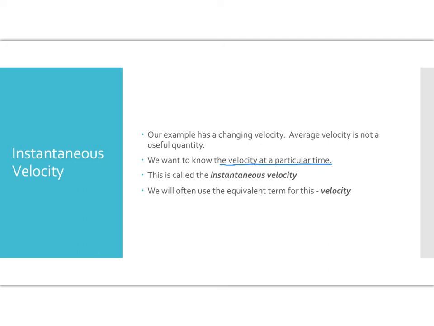Instead of saying the average velocity between t equals 0 and t equals 3, what if I said I want to know the velocity at t equals 3? When you're asking for that, you're looking at what we call the instantaneous velocity. Instantaneous velocity is a mouthful, so we'll usually just call it velocity.